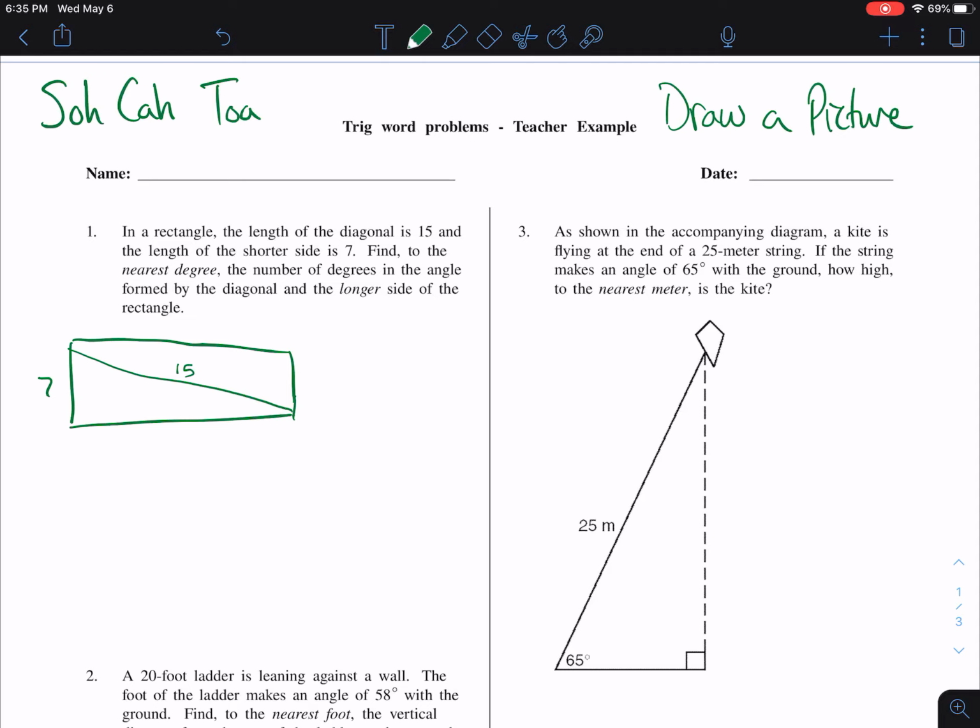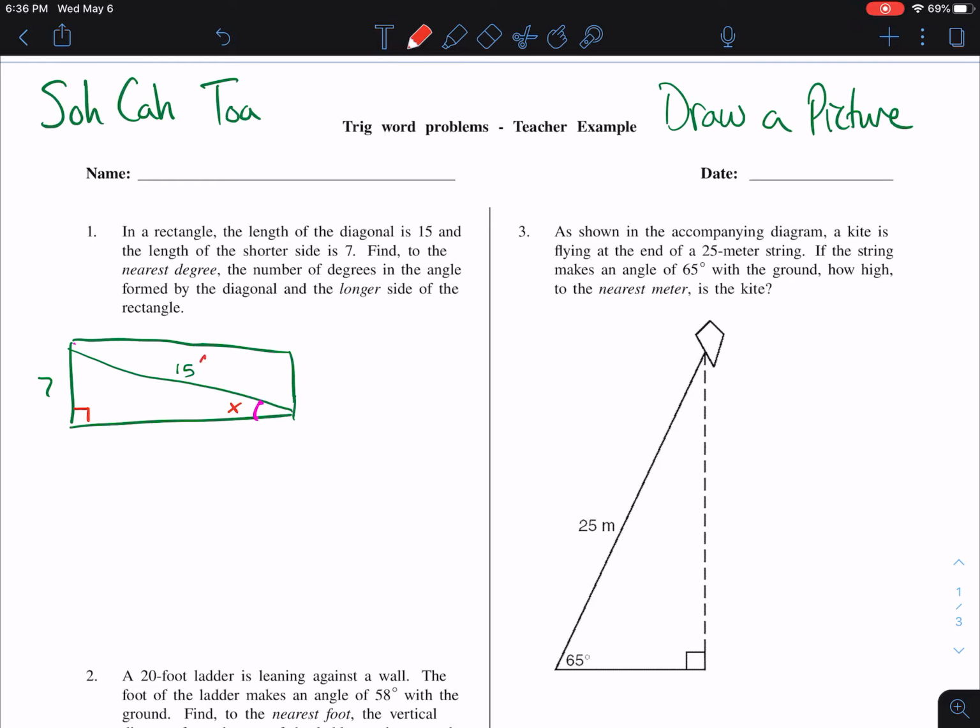Find to the nearest degree the number of degrees in the angle formed by the diagonal and the longer side. So they're specifically telling me here that I want this angle here because that's the angle formed between the diagonal, which goes corner to corner, and the longer side of the rectangle. So now I've got to figure out, well, what am I talking about? Well, there's a right triangle in this. So what I'm really looking at here is a right triangle trig problem, a SohCahToa problem. It's just in word problem form.